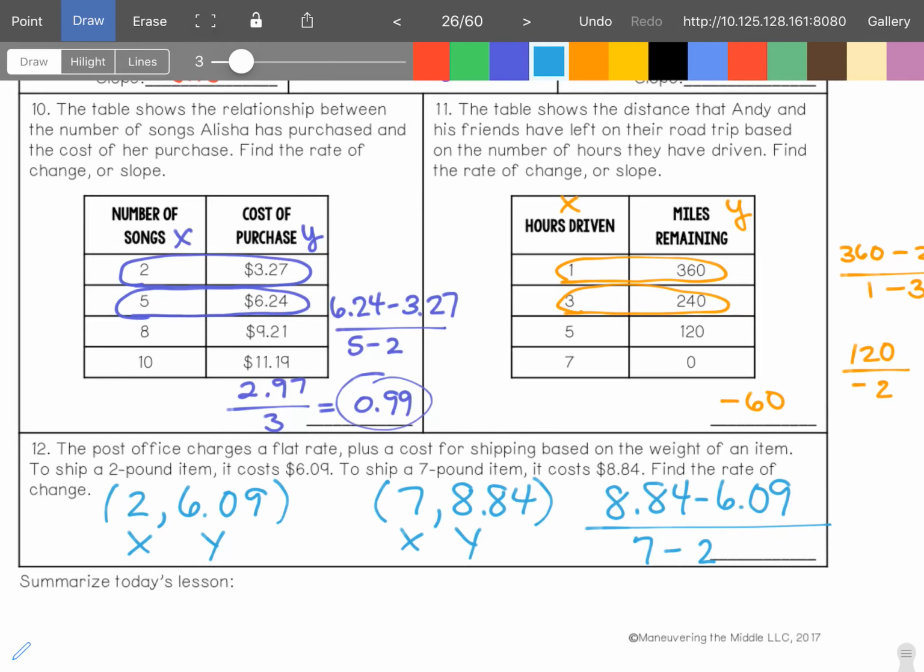So $8.84 minus $6.09 would be $2.75 with a difference of 5 pounds. And when you divide that, you end up getting 0.55 is the rate of change.